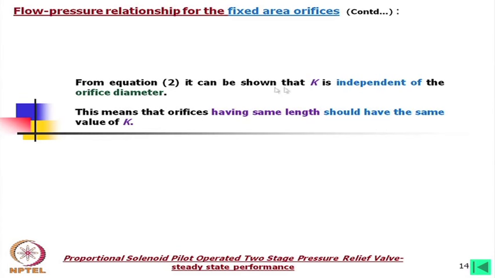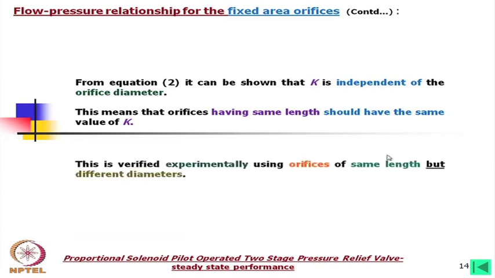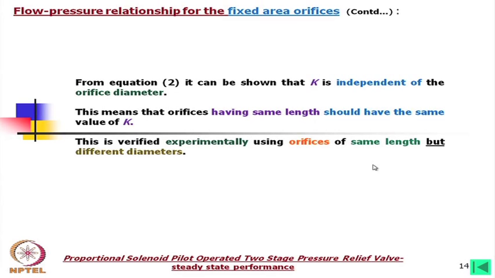Now, from equation 2 it can be shown that K is independent of the orifice diameter. This is another thing, that K is not dependent on the diameter, it is dependent on the length. This means that orifices having the same length should have the same value of K. This is verified experimentally using orifices of the same length but different diameters.